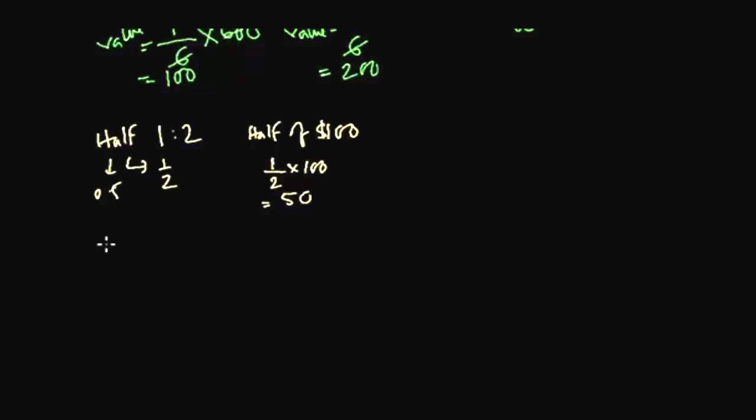Now we have something like a quarter. If we get a quarter, which is 1:4, a portion of a fourth, it is also called 1/4.